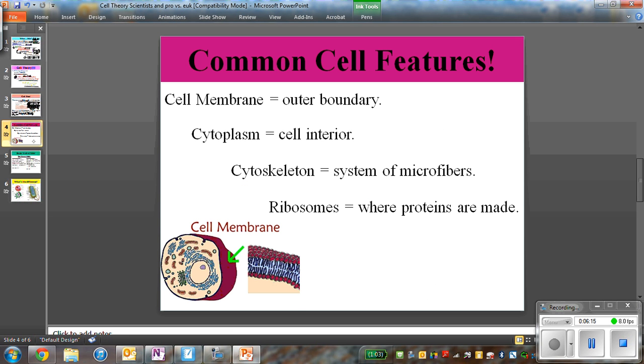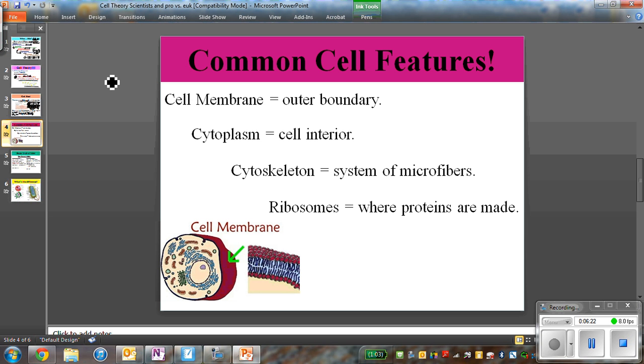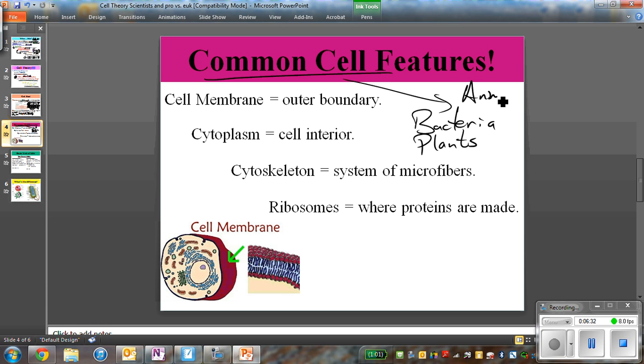All right, next thing, we're going to move on to common cell features. Now, when we talk about common cell features, we are talking explicitly about every cell. So that's bacteria. We're talking about plants. We're talking about animals. Especially talking about you. Well, that's not you. That's yo. What am I doing?